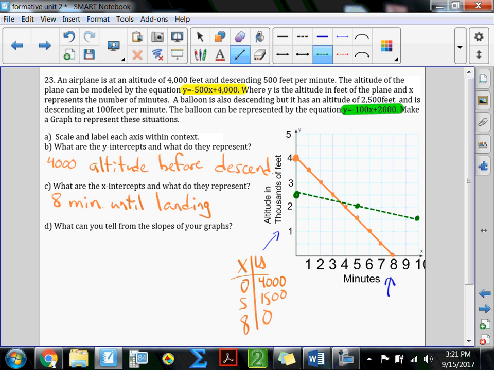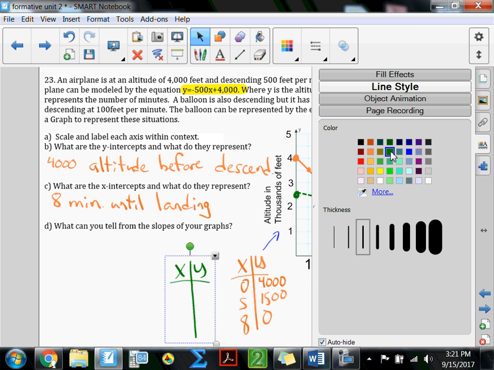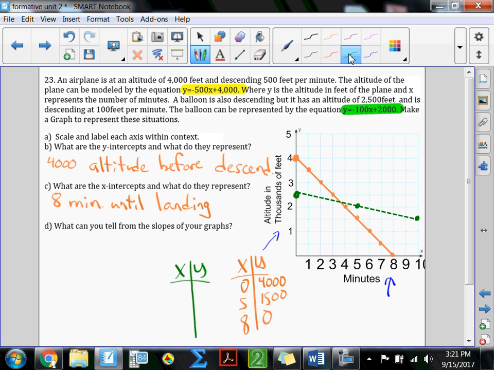I can also make that with a table as well. I could say x and y. I could say at 0 minutes, the hot air balloon is at 2,500 feet. Where am I at 5 minutes? And then use this equation. Negative 100 times 5 is negative 500. Negative 500 plus 2,000 is 1,500.